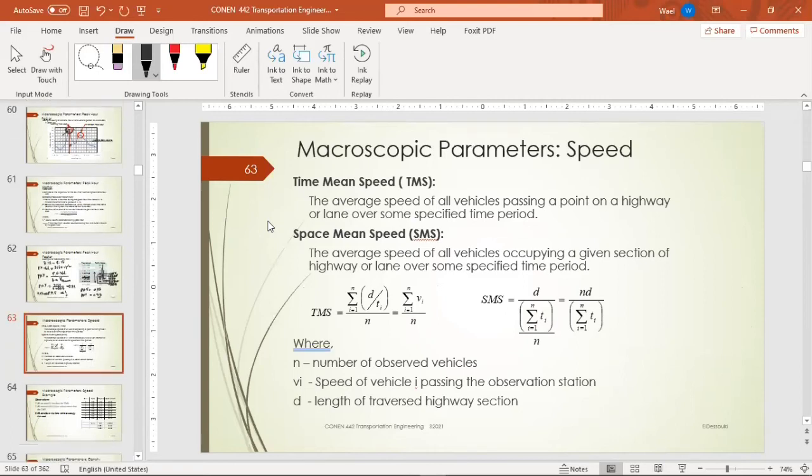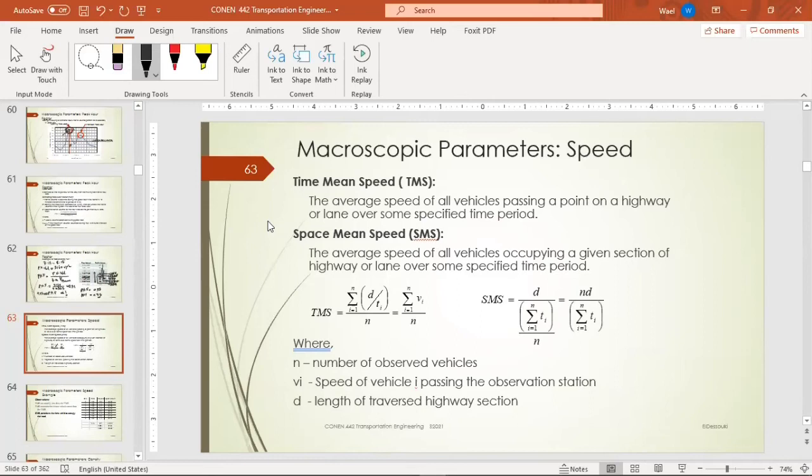Okay, the second parameter that we are interested in is the time mean speed, or the speed in general. So we have two types of speed. We have time mean speed and space mean speed. What is the difference between time mean speed and space mean speed? Let's define both of them.